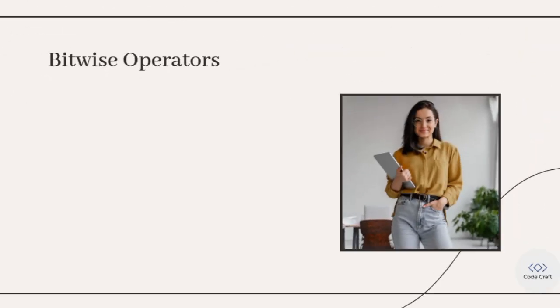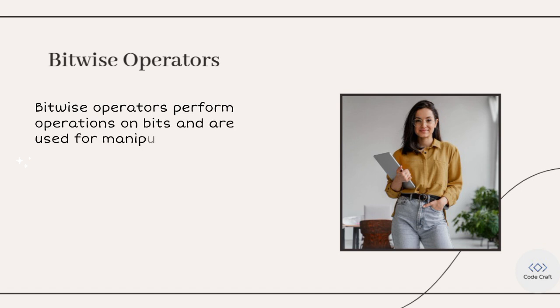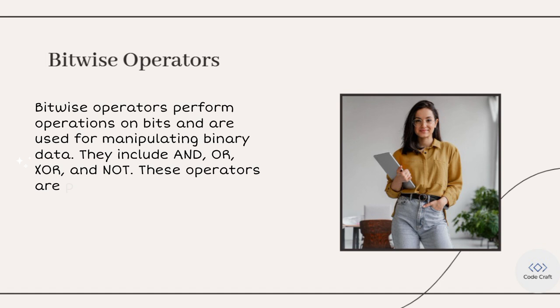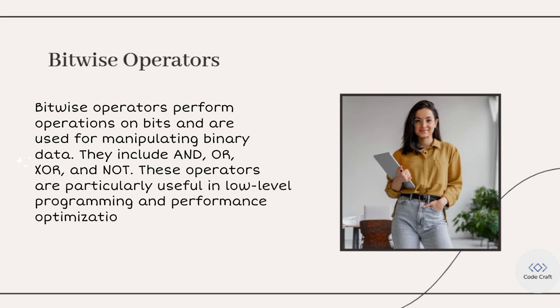Bitwise operators. Bitwise operators perform operations on bits and are used for manipulating binary data. They include and, or, XOR, and not. These operators are particularly useful in low-level programming and performance optimization.